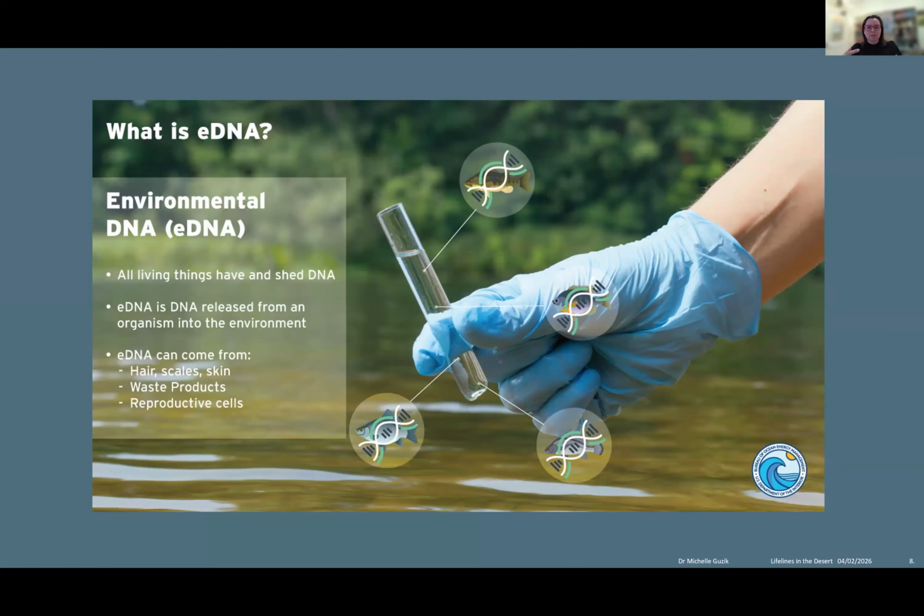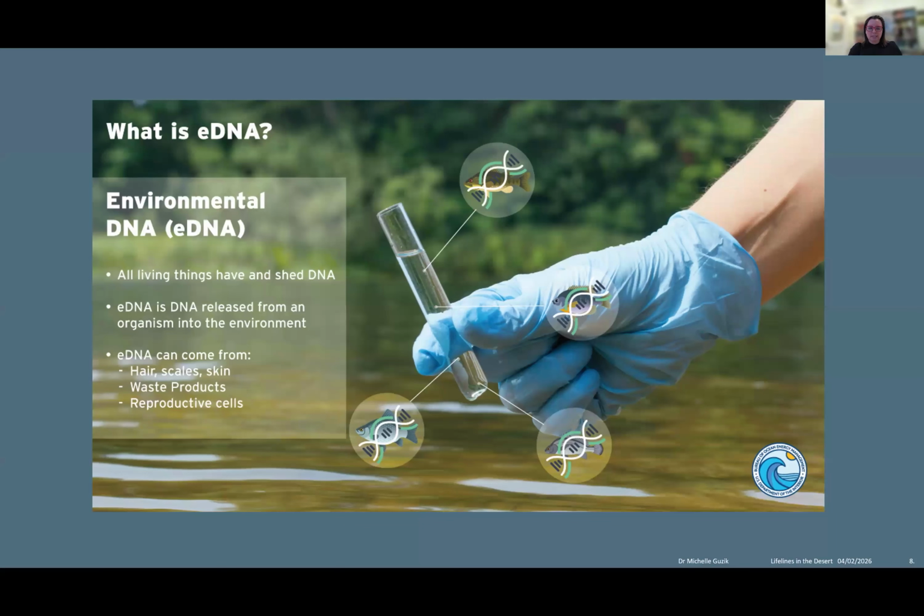So that we're all on the same page about what environmental DNA is, because it's the basis of the rest of the talk, I'm just going to do a quick definition. So environmental DNA, or eDNA, is DNA that's shed from all organisms into their environment. It comes from the organisms from hair, scales, skin, waste products, reproductive cells, and it's free DNA in the environment.